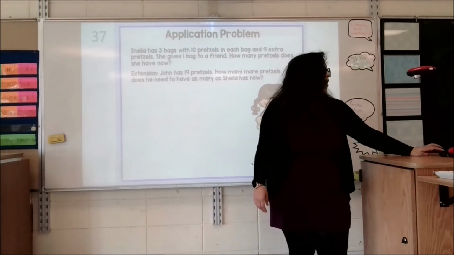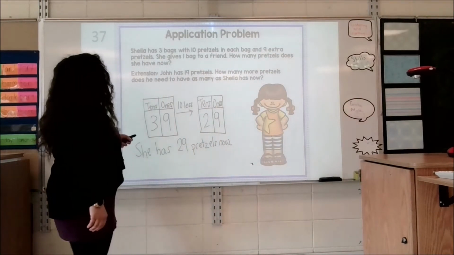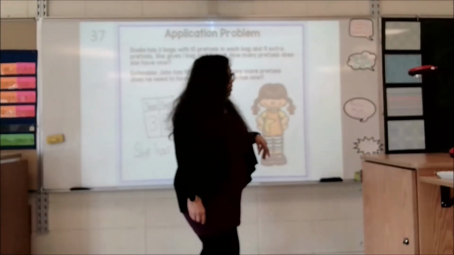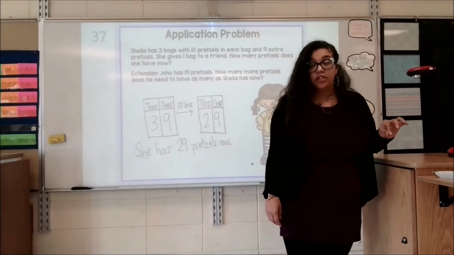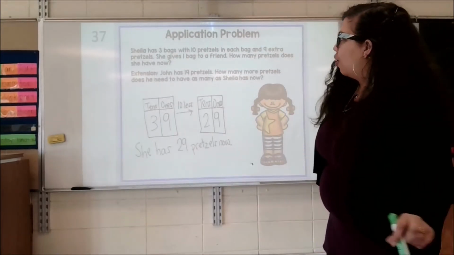Now let's look at the problem. We said that Sheila has 3 bags of pretzels with 10 pretzels in each bag. Now this is what it looks like if we use a place value chart to solve the problem. It's noting that she has 10 less. Let's check our work with some pictures.